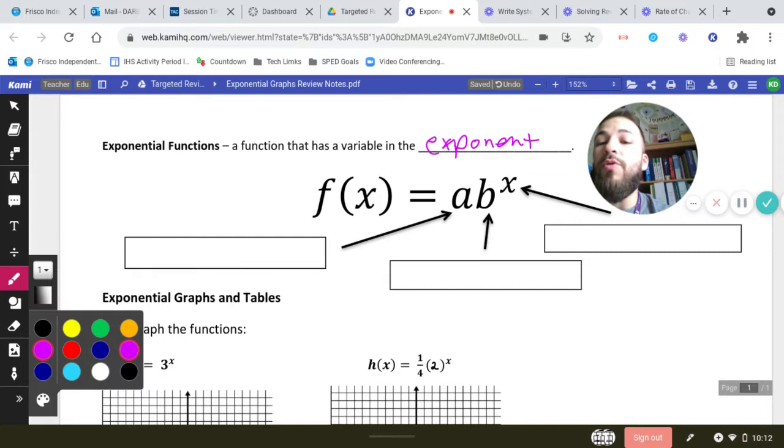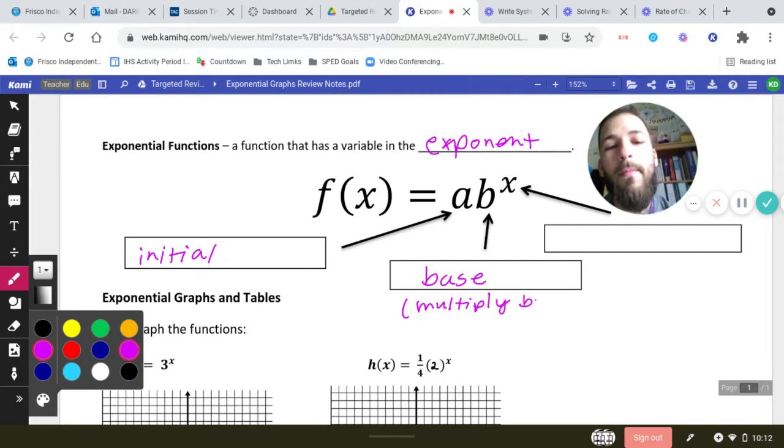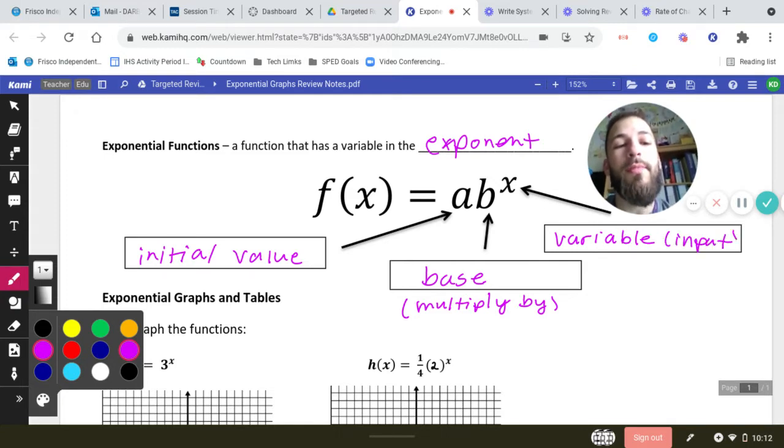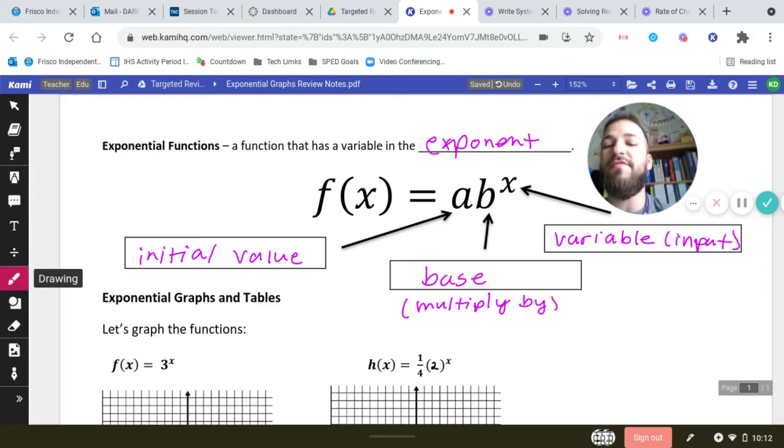Let's have a recap real quick. A is our initial value. B is our base, or what we multiply by is a good way to think about it. And x, of course, is the variable, or what we input each time. Okay, so just quick recap. A is what we start out with. B is what we're multiplying by each time to get our next value. And x is up in the exponent, and it is a variable. That's what makes this an exponential function.